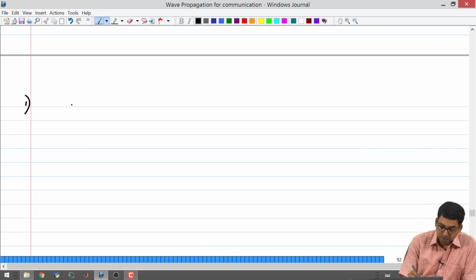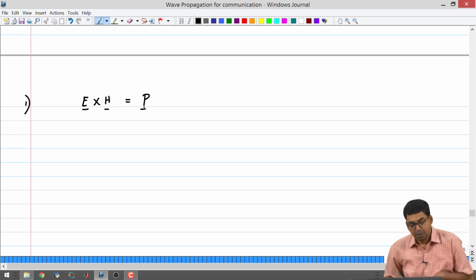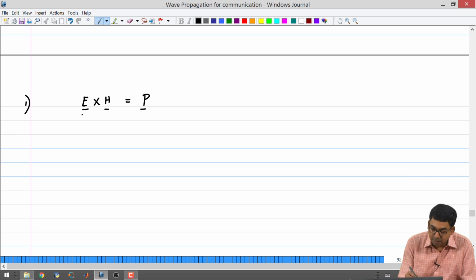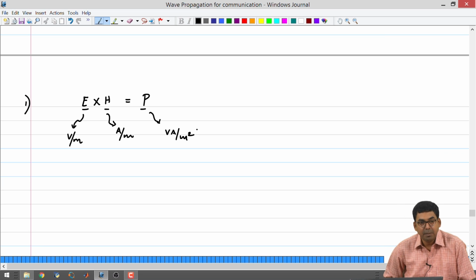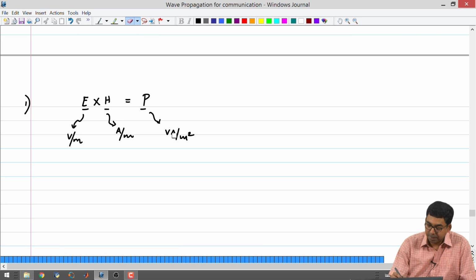So, towards the end of the previous lecture, we just wrote down that E cross H is equal to P. The unit of electric field is volts per meter, and the unit of magnetic field is amperes per meter, and the unit of the right hand side quantity is volt ampere per meter square. But if the phase difference between the electric and the magnetic field is 0, you could always write this down as watts per meter square.